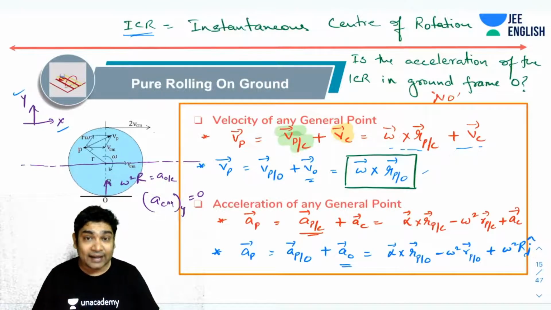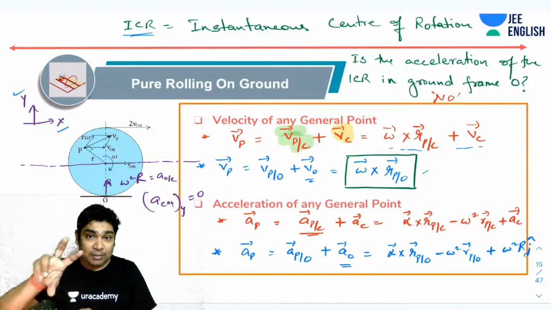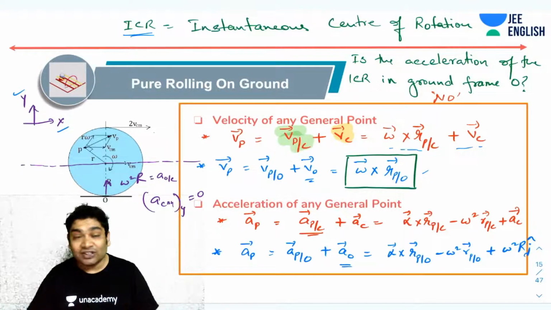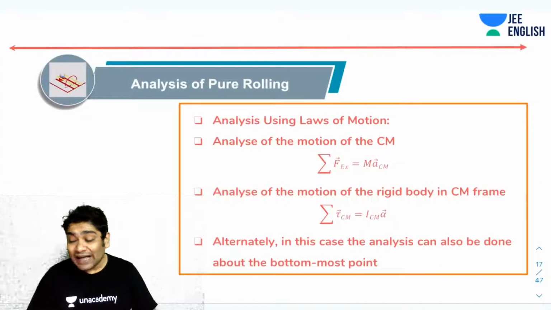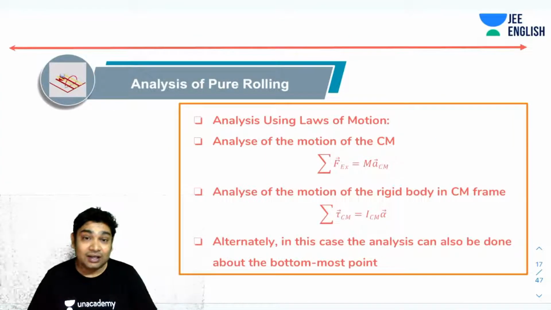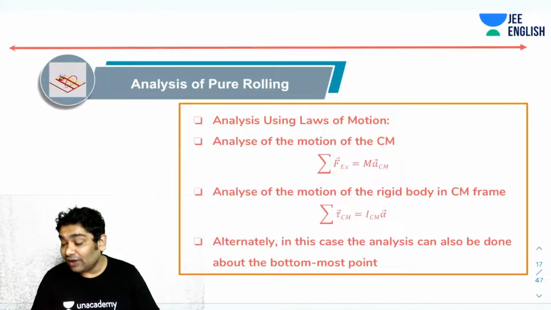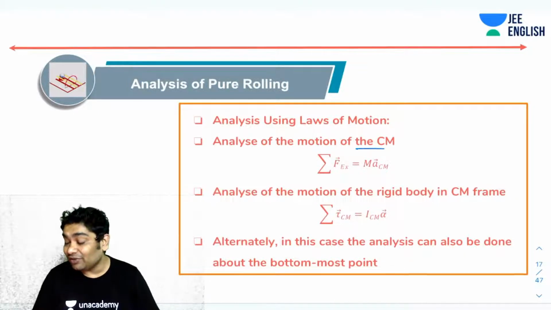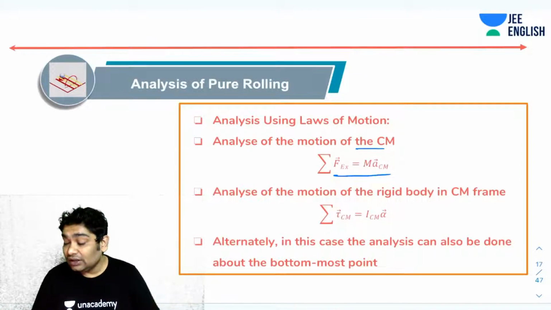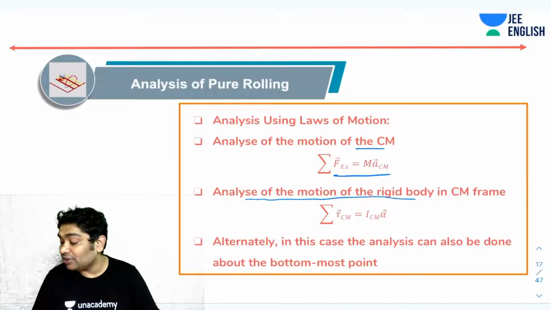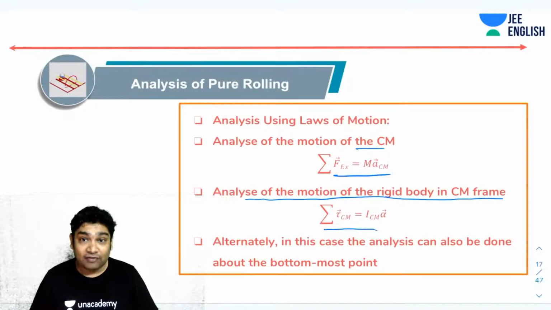So now I can break my analysis into rotational analysis about O, and then finding everything with respect to O. Okay, so let's see. Analysis using again laws of motion, we had learned that these are the tools available for us. If I wanted to analyze the motion of CM, I could have used summation F_x external equals m a_CM. Then I would analyze the motion of the rigid body in the CM frame. That would be summation of tau equal to I alpha.